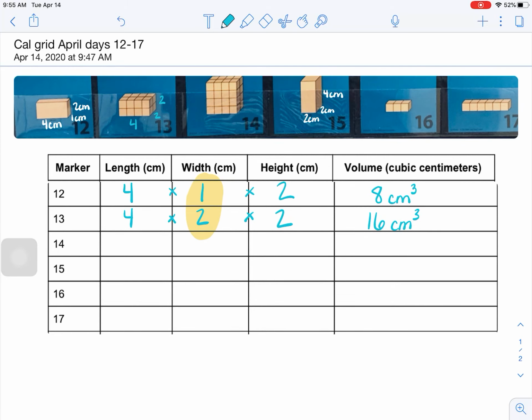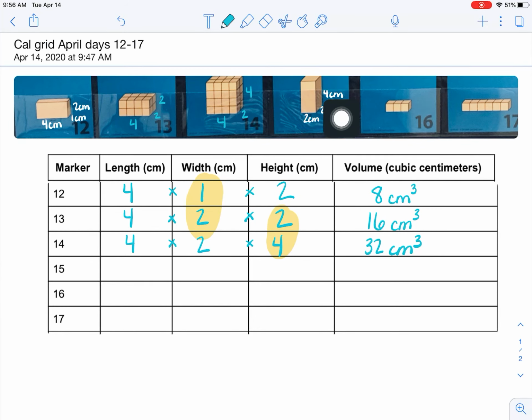All right, next up is day 14. So we have, let's see, it goes 4 across, 2 centimeters back, and 4 centimeters tall. So this is 4 by 2 by 4. So now my length and width have stayed the same, but now this has doubled. So let's think about that again. If I double that dimension, what should happen? I should double my answer. So 16 doubled should give me 32. Let's double check that we agree with that. So 4 times 2 is 8, and 8 times 4 gives me 32.